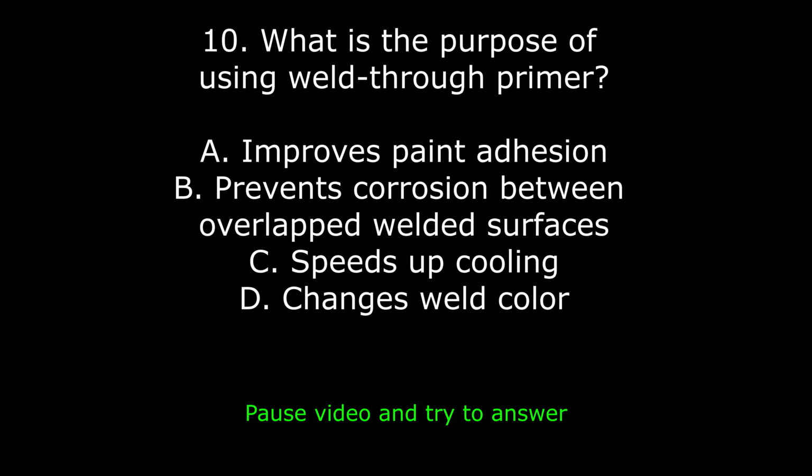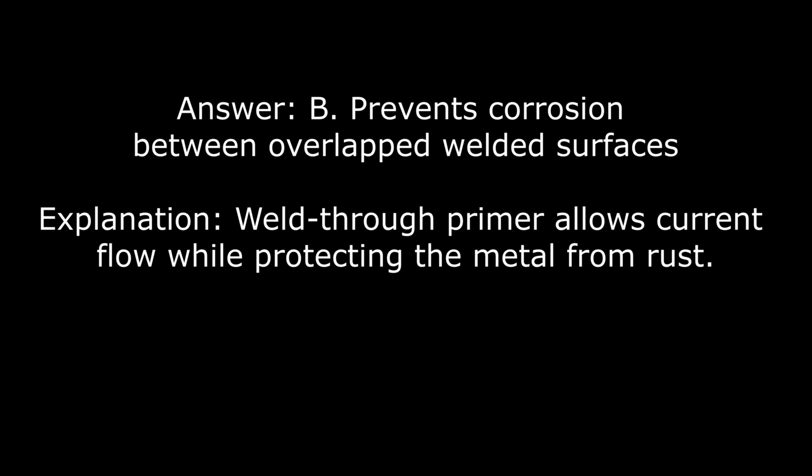10. What is the purpose of using weld-through primer? A. Improves paint adhesion. B. Prevents corrosion between overlapped welded surfaces. C. Speeds up cooling. Or D. Changes weld color. Answer: B. Prevents corrosion between overlapped welded surfaces. Explanation: weld-through primer allows current flow while protecting the metal from rust.